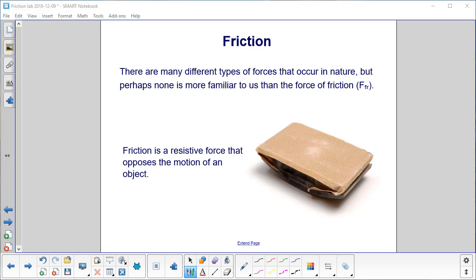Friction. There are many types of forces that occur in nature. Perhaps none is more familiar to us than the force of friction. And we call that F, and then let's just call it Fr for friction. Friction is a resistive force that opposes the motion of an object. So if an object is moving this way, the force of friction is in the opposite direction.